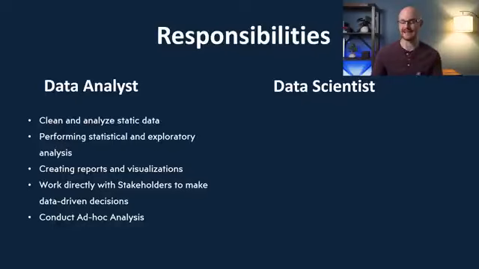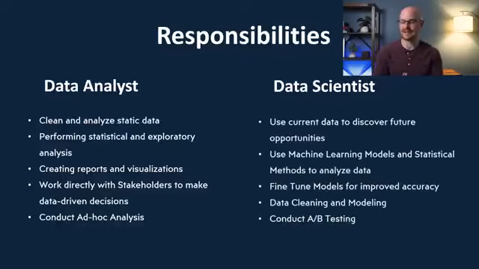Now let's take a look at data scientists. So a data scientist is going to use current data to discover future opportunities. They're going to use machine learning models and statistical methods to analyze the data. They're going to fine-tune these models for improved accuracy. They're going to do a lot of data cleaning and modeling and conduct A/B testing. So this first one says they're going to use current data to discover future opportunities. What that means is they're going to use the current data to predict what's going to happen in the future, at least to the best of their abilities.